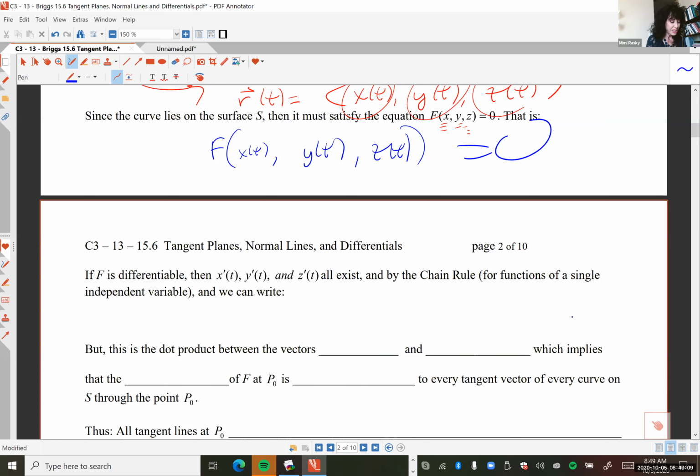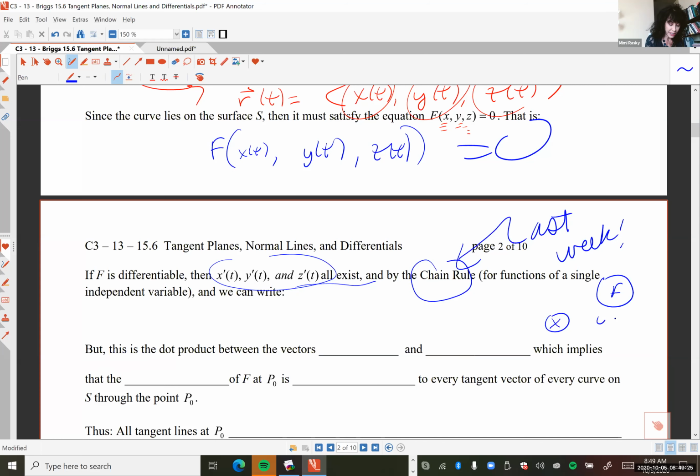If your big F is differentiable, and let's say your vector valued function also is differentiable, and those derivatives all exist for x prime, y prime, and z prime, by the chain rule, which we did last week, you have big F, which is a function of x, y, and z, which are all a function of time t since they are adhering to the vector valued function.